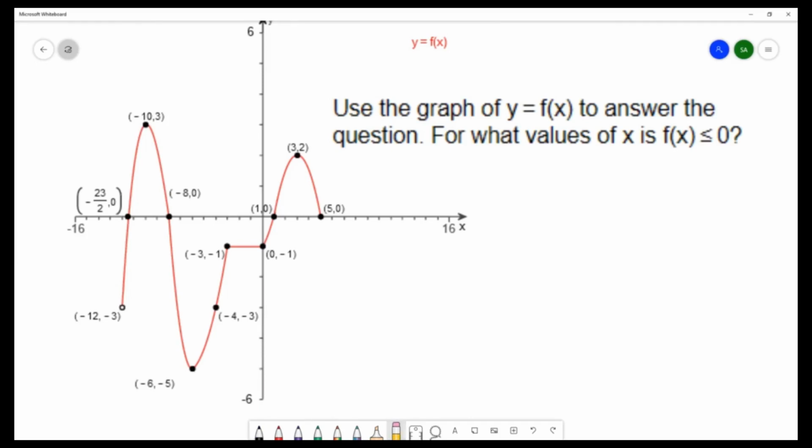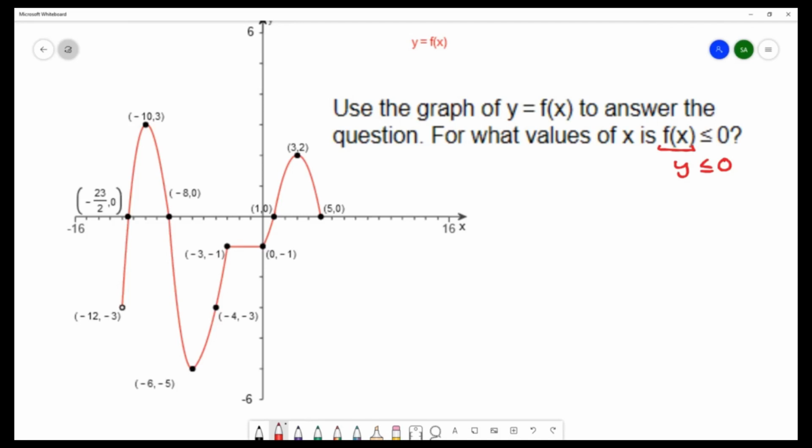On this question, we want to use the graph of y equals f of x to answer the question: for what values of x is f of x less than or equal to 0? So what we need to do in this question is really make sure that we remember what these symbols mean. F of x means y. So we want to know when y is less than or equal to 0.